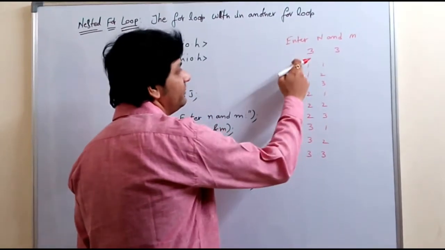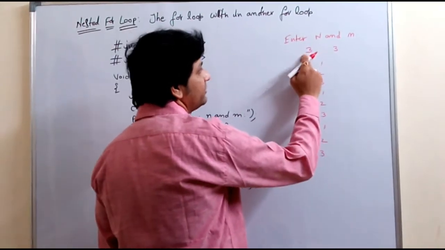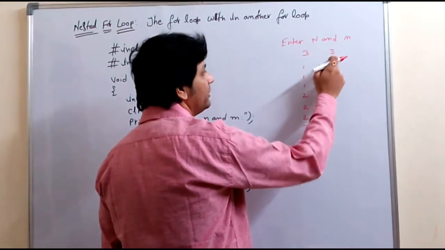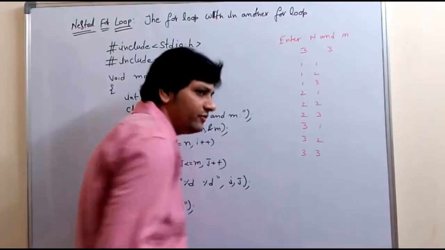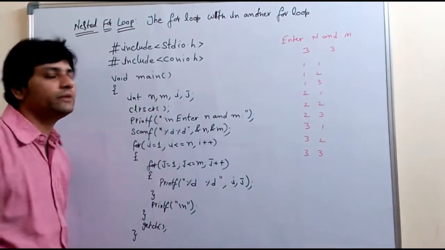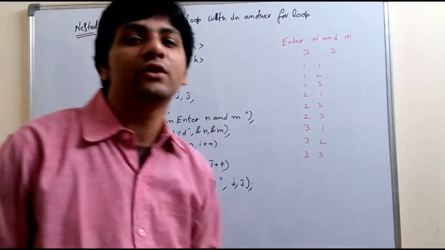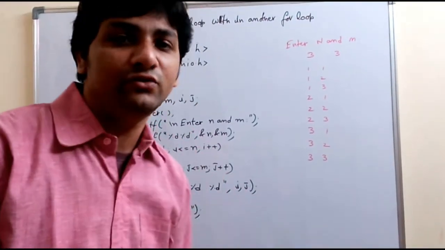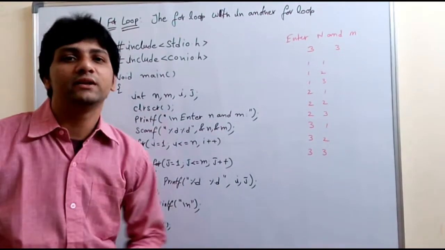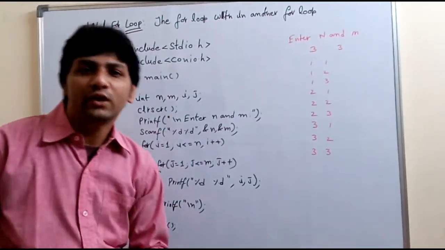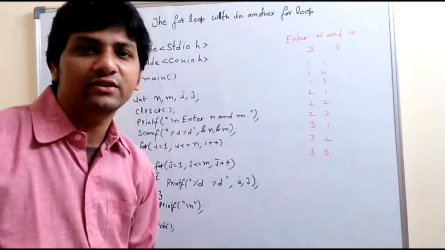That means this 3 repeats. The first value 1 is going to repeat 3 times: 1 1, 1 2, 1 3, like this. This type of pattern will come using a program like this. If you use the nested for loop, then only you can solve this particular issue. So let us analyze this particular program to get the same output. Let us go and understand that.